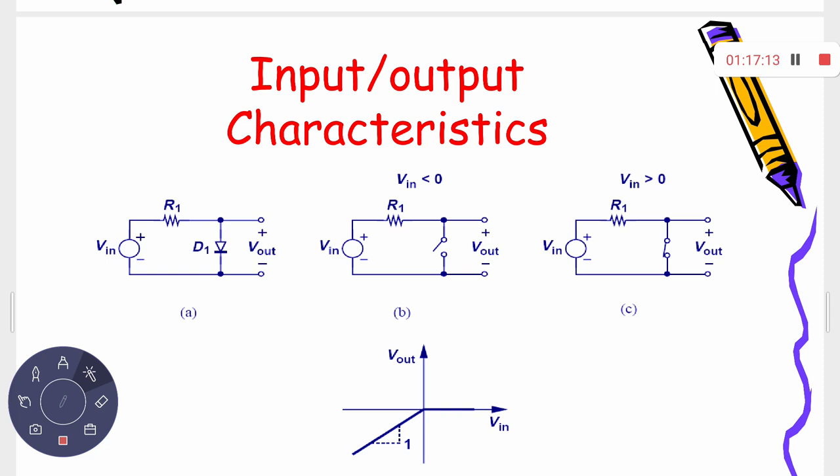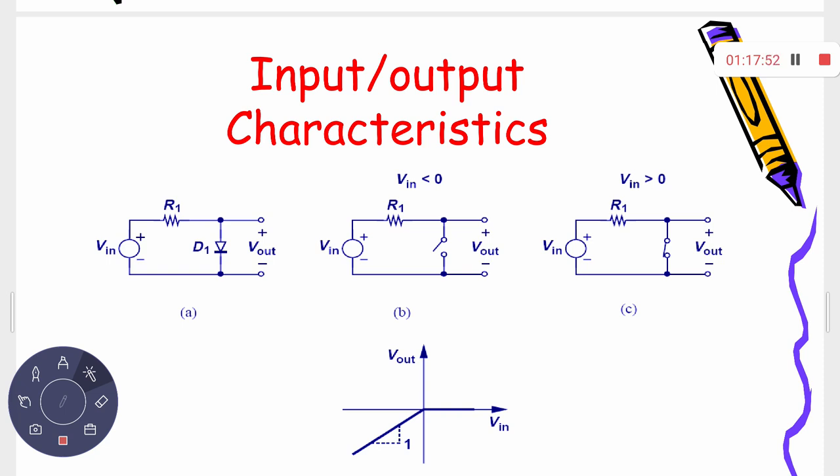What about the V out? The diode is an ideal diode. VIN greater than 0 will make this diode D1 on. And since it's an ideal diode, this VD1 is equal to 0. Short circuit, right? So irrespective of your VIN value, as long as the value of VIN is greater than 0, your V out is equal to 0. Right? Circuit is closed.